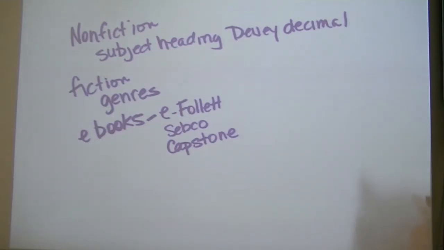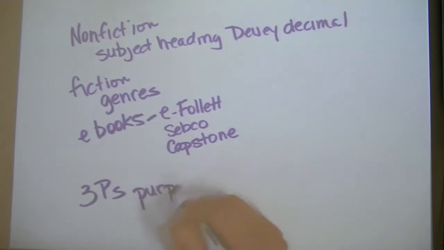With this activity, I have 3 P's. My purpose, my product, which is the end product they're expecting, and procedure.